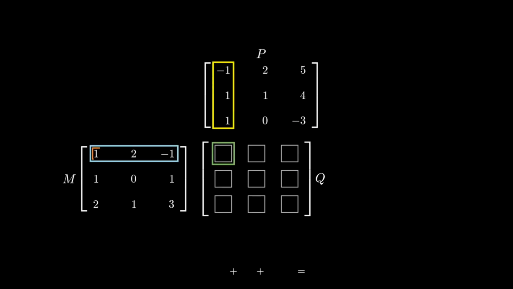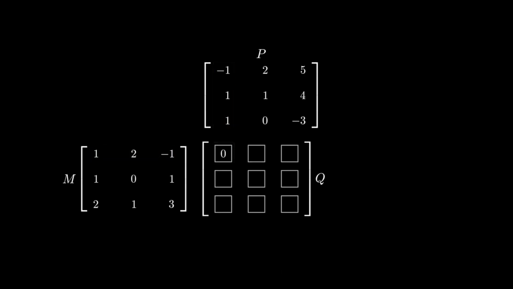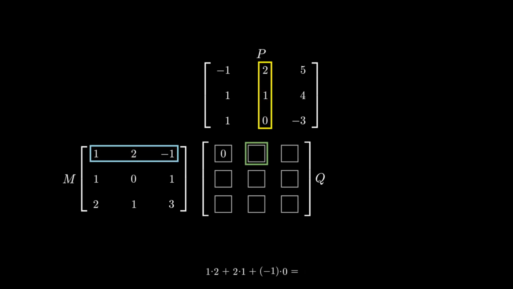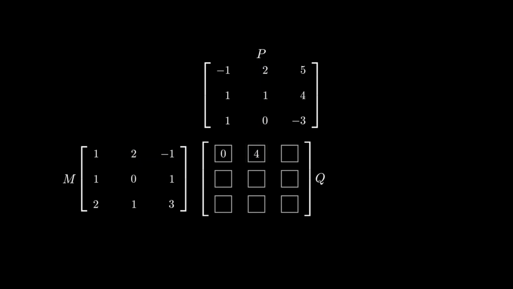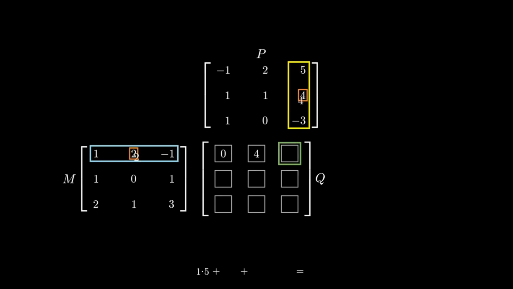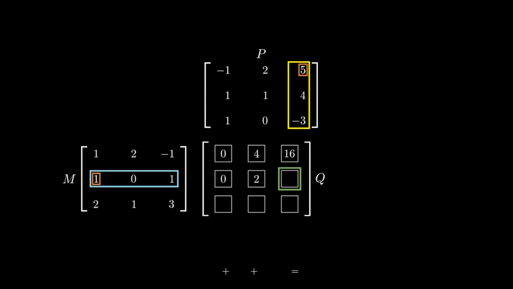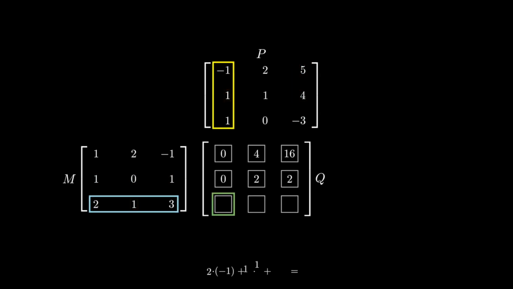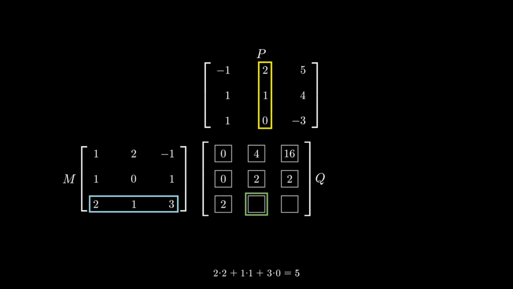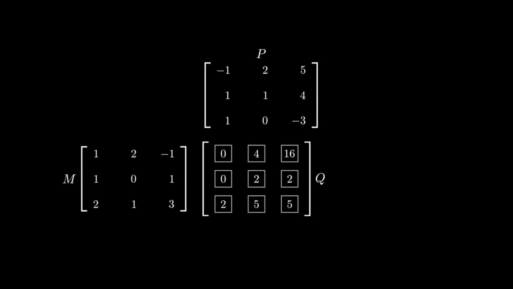Q11 is equal to 1 times negative 1 plus 2 times 1 plus negative 1 times 1, which all sums to 0. Q12 is equal to 1 times 2 plus 2 times 1 plus negative 1 times 0, which sums to 4. Q13 is equal to 1 times 5 plus 2 times 4 plus negative 1 times negative 3, which sums to 16. And we can keep on going, finding each element of Q by taking an inner product of the row of M and the column of P that align with the location of the element in the target matrix Q.